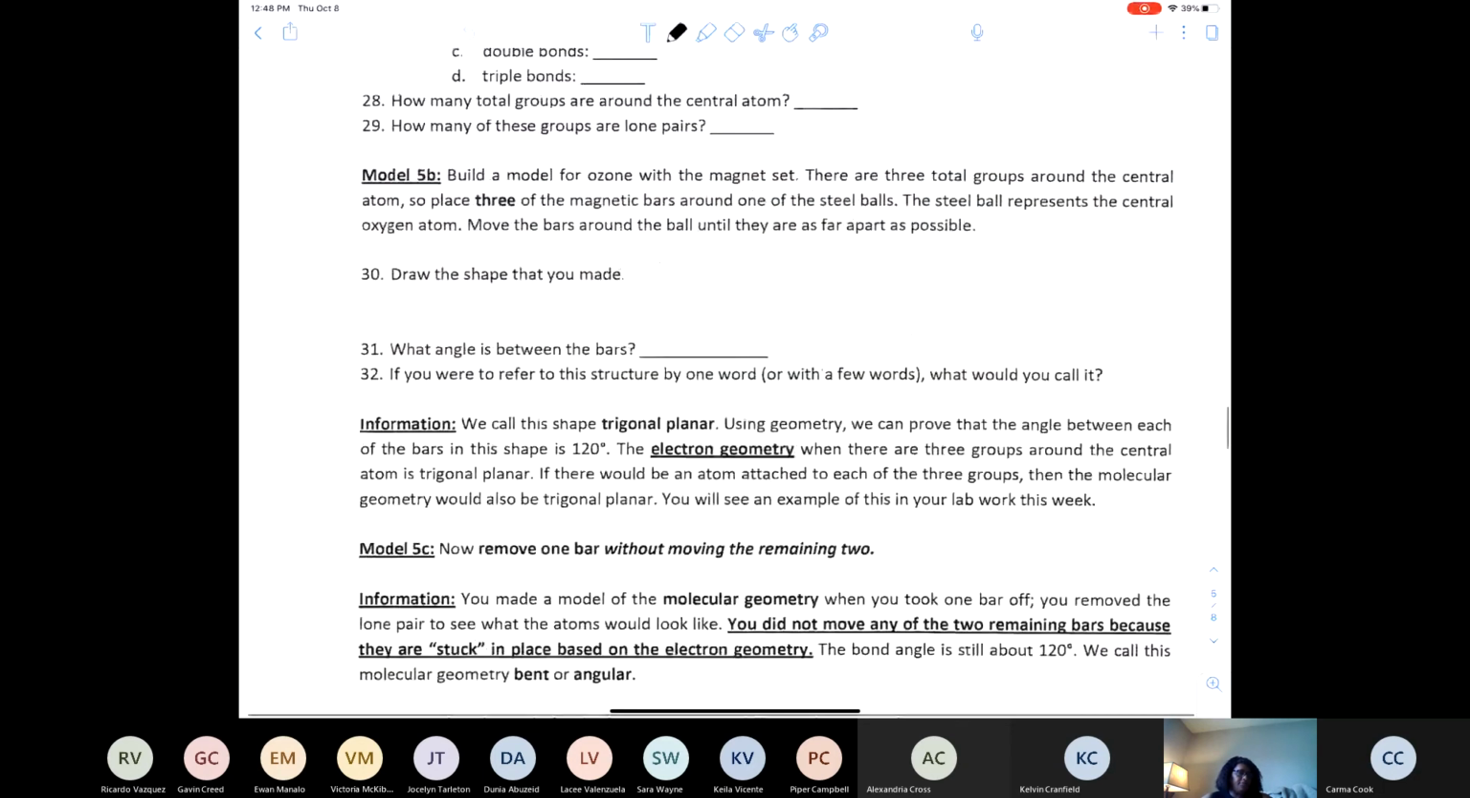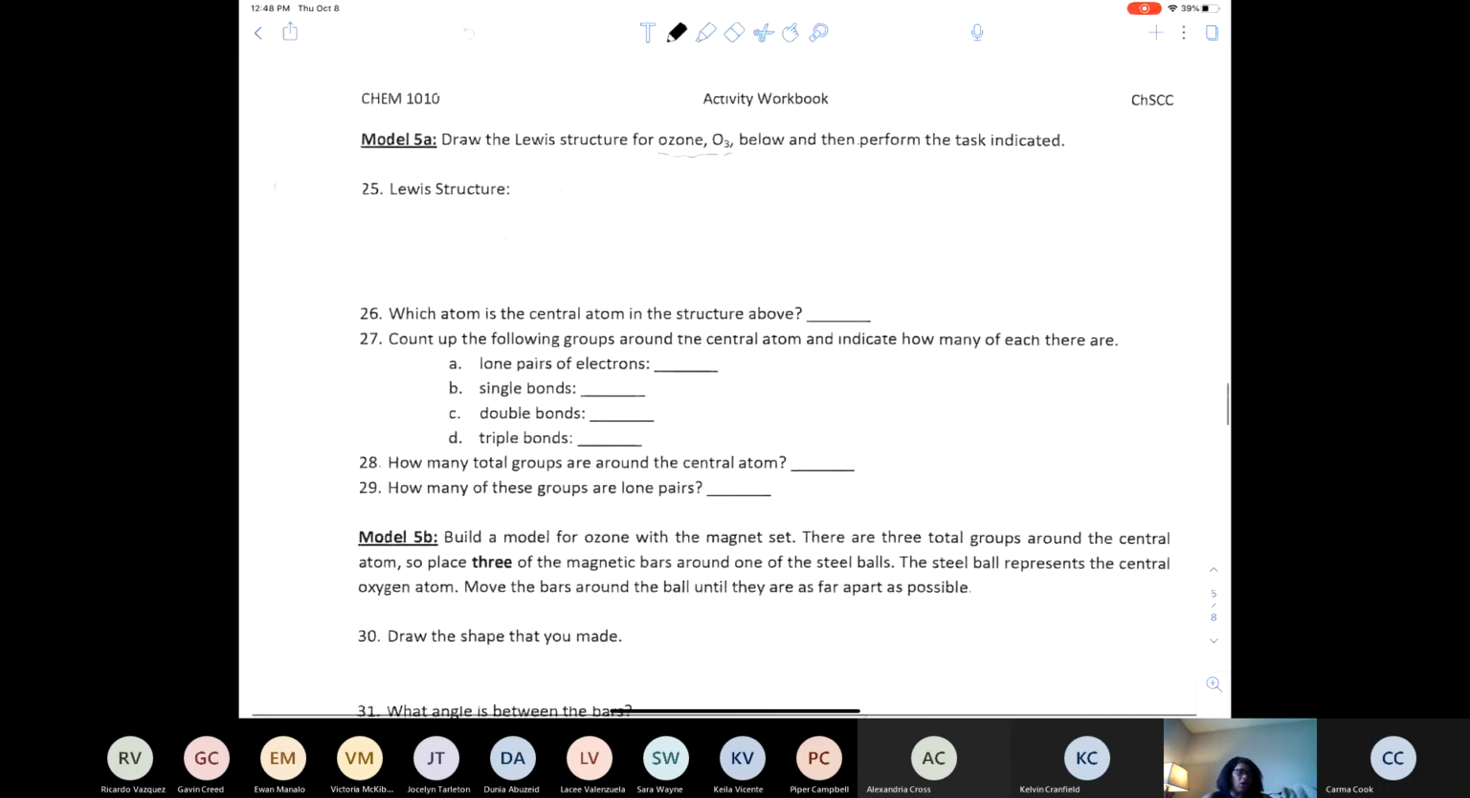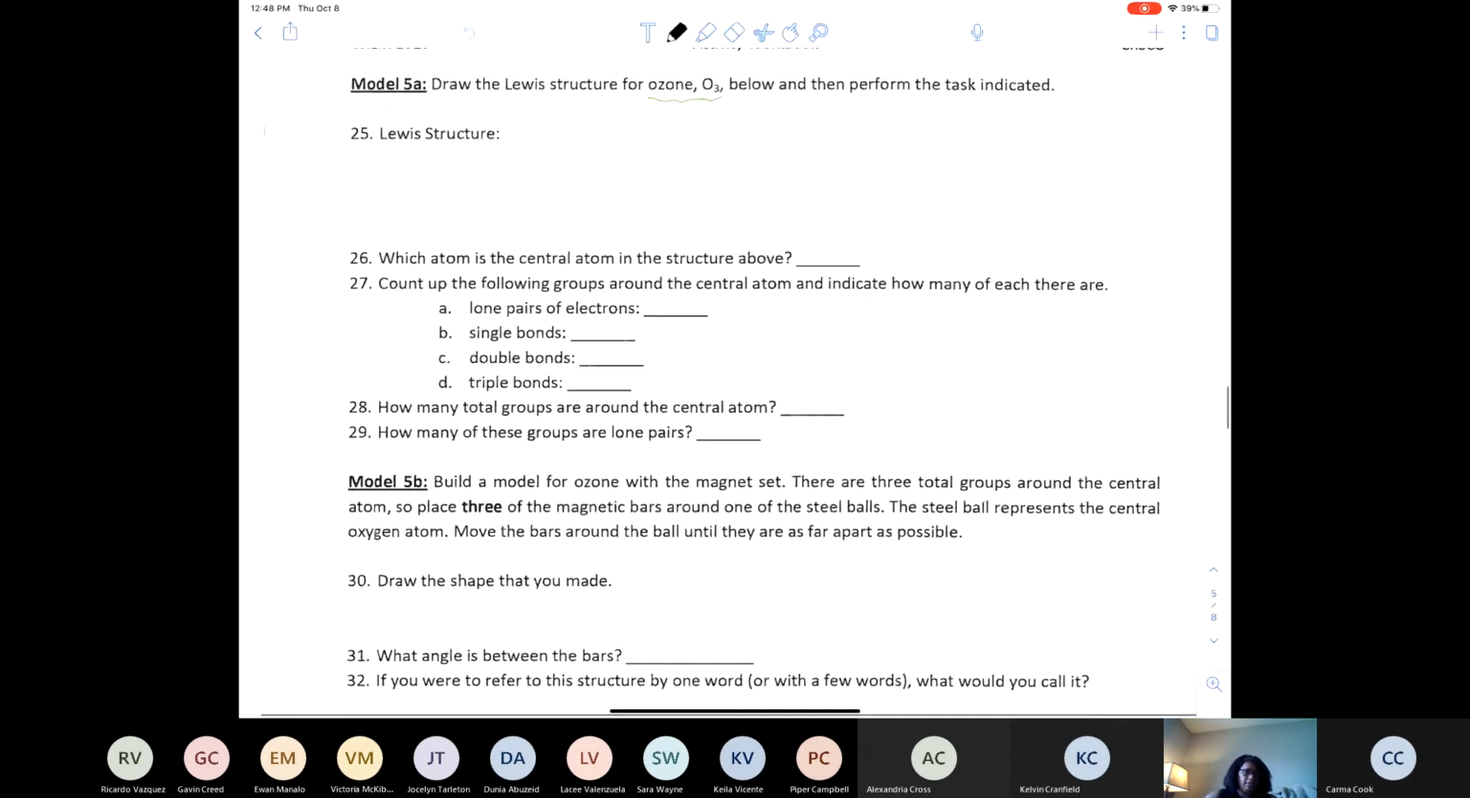So number 33 is for model 5, which is ozone. And so you drew your Lewis structure for ozone. Probably looked like this. There's an oxygen atom, that's the central atom. Around that central oxygen, there's one lone pair, one single bond, one double bond, no triple bonds. Everyone agree with that?